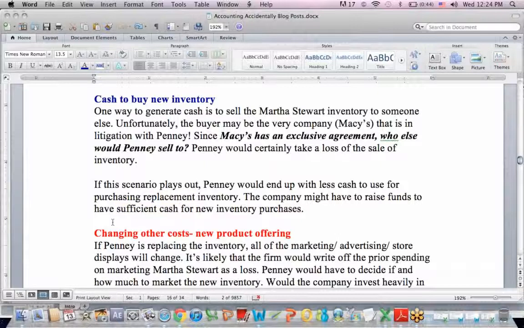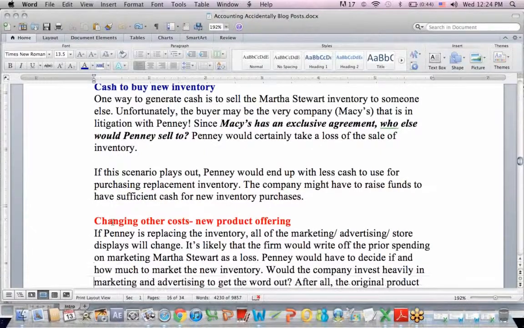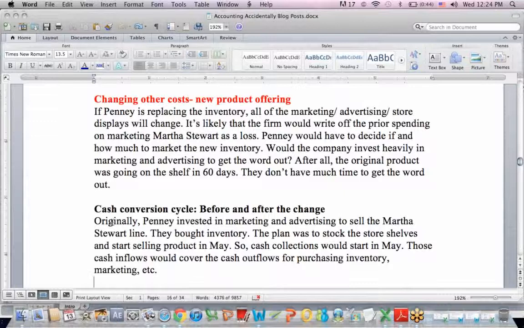Another problem. All of the marketing and advertising and store displays to date were designed to sell the Martha Stewart product. Now, it's likely that the firm would write off their prior spending on the Martha Stewart line at a loss, all that prior spending on marketing and advertising and store displays. But now Penney has to decide if they want to market the new inventory.